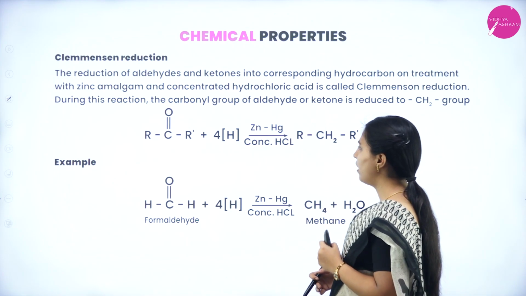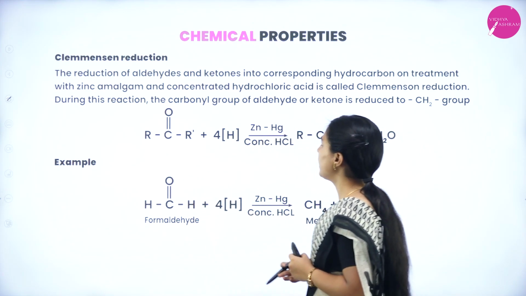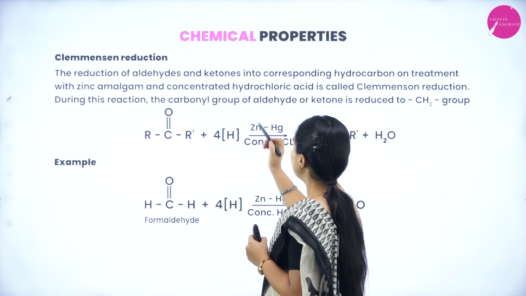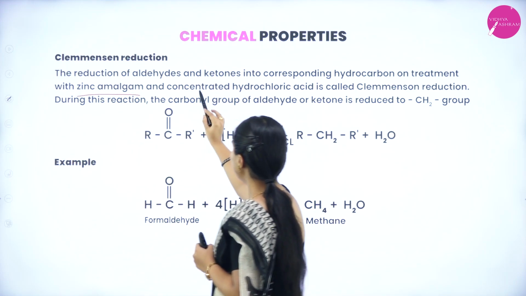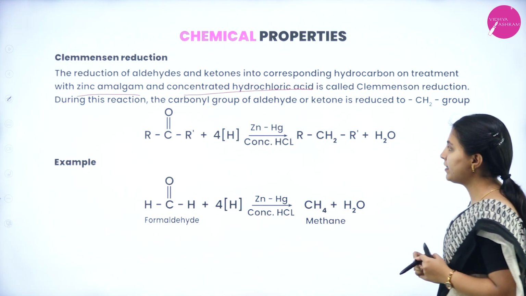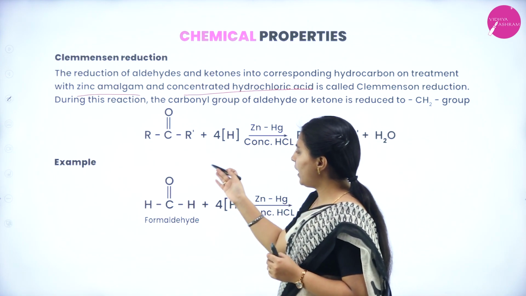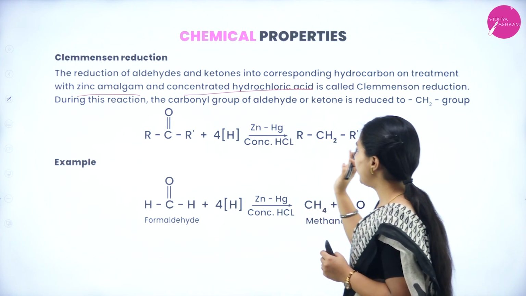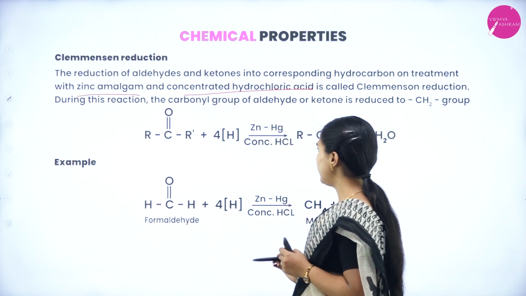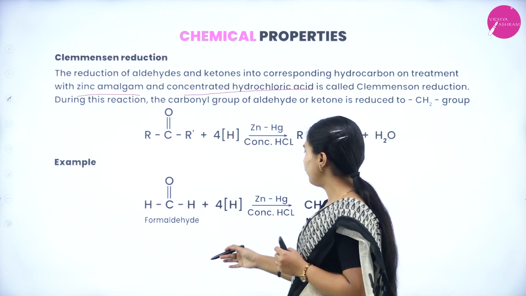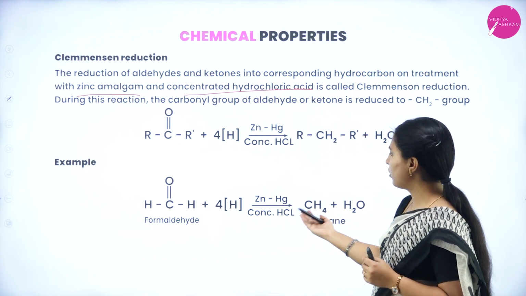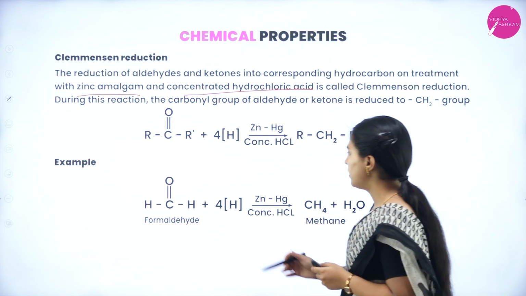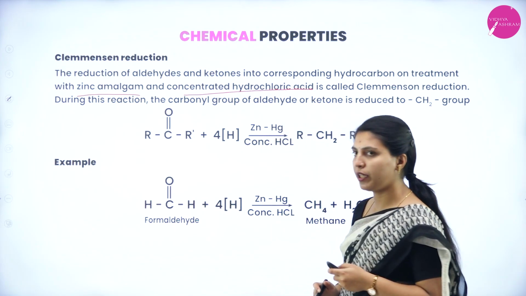Next, Clemmensen reduction. The reduction of aldehydes and ketones into the corresponding hydrocarbon on treating with zinc amalgam and concentrated hydrochloric acid is called Clemmensen reduction. Means the aldehyde or ketone forms the corresponding hydrocarbon using zinc amalgam and concentrated HCl. Here formaldehyde is reacted with zinc amalgam and concentrated HCl. Reduction means hydrogen will be added. Here methane will form: CH2 and hydrogen will be added to become methane.